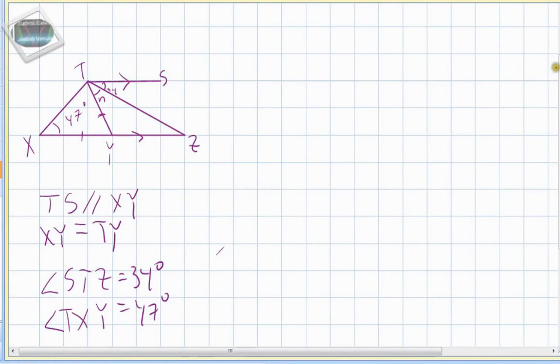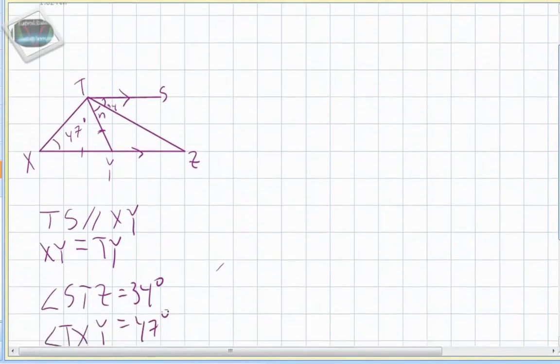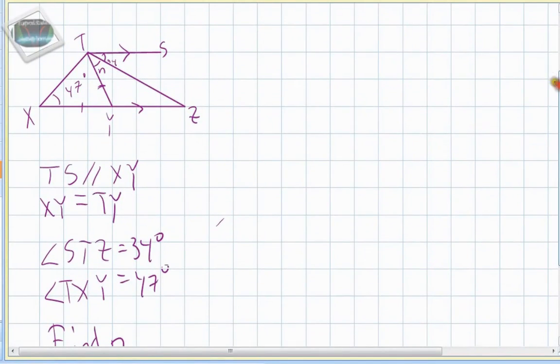Here we have question 26, and it shows us this drawing. It tells us that TS is parallel to XY, and that XY is equal to TY, and that's also shown by the arrows and the little lines in the picture. What's important to note here is that since XY and XT are the same length, that makes triangle XTY an isosceles triangle. So here's my representation. So here's T, X, and Y.